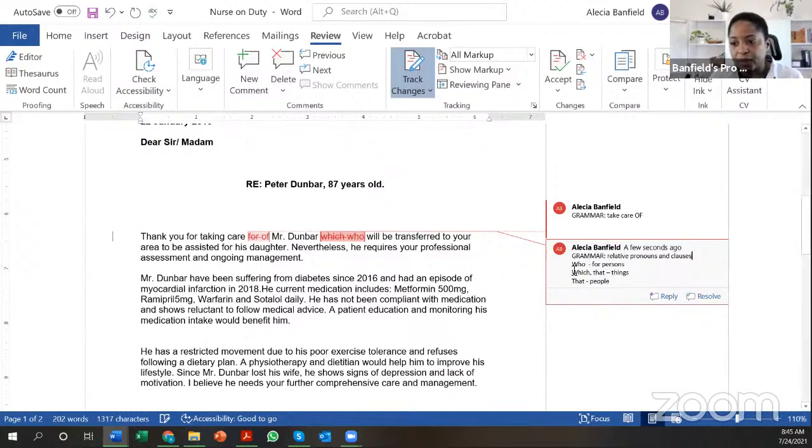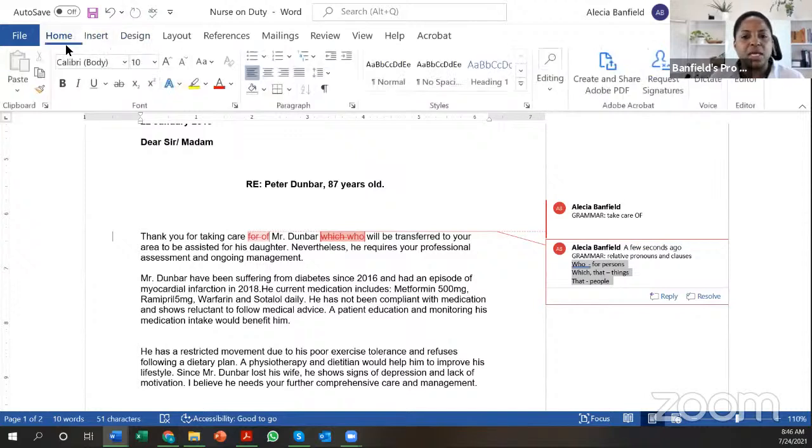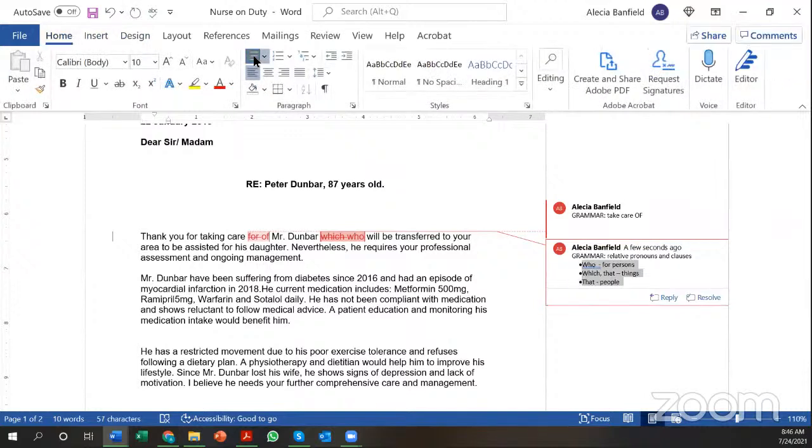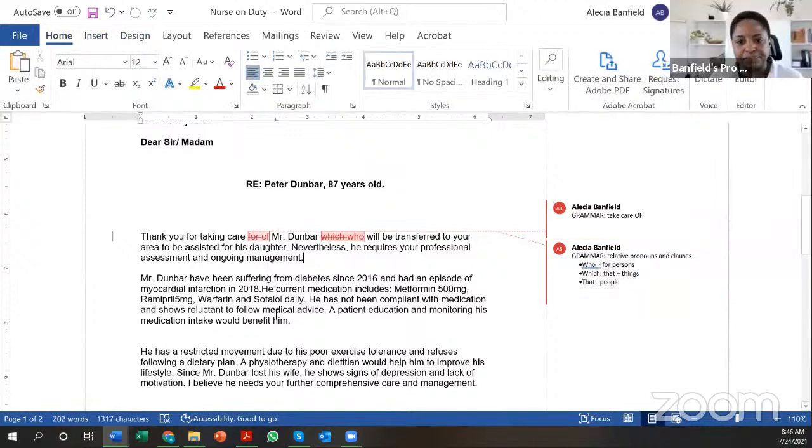Okay. So how that also helps is if I give you a topic here, you now know, oh yeah, I have to go back and revise that topic because Alicia made that comment several times. So she wants me to correct it. All right. Thank you for who's being transferred to your facility. Who will be transferred or will be transferred is also okay.